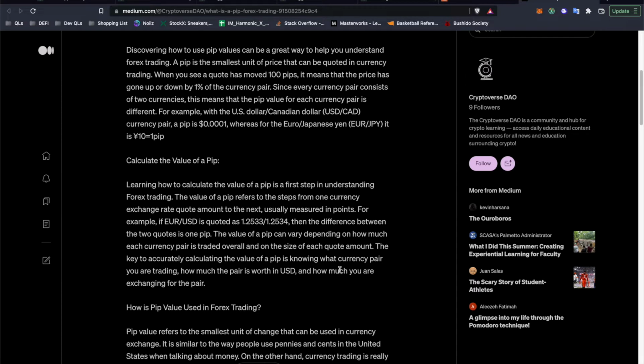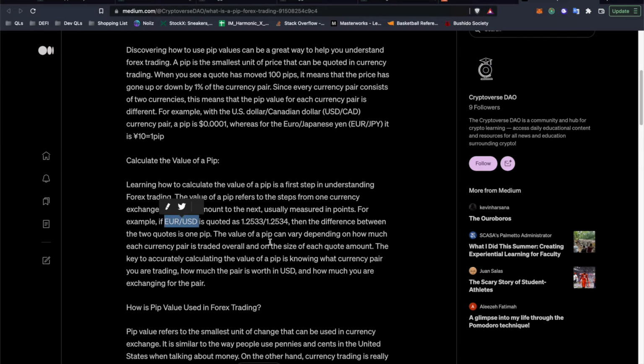So for example, again, euro against USD, that's quoted as 1.2533 against 1.2534, right? Then the difference between those two quotes, that is the value of 1 pip. The difference between the two quotes is what the value of 1 pip would be for that specific currency or whatever pair, right? The value of a pip, again, can vary massively.